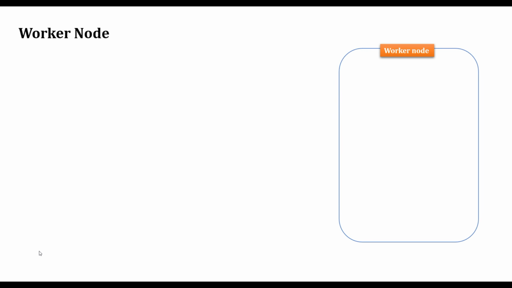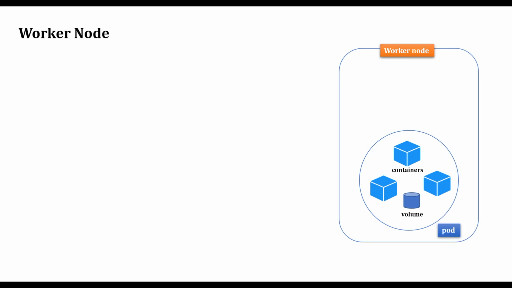As you already know, a worker node is nothing but a virtual or physical machine, and inside a worker node we can have multiple pods, and each pod can have either a single container or multiple containers inside it, right? A worker node has three components: kubelet, kube-proxy and container runtime. Let's discuss them one by one.